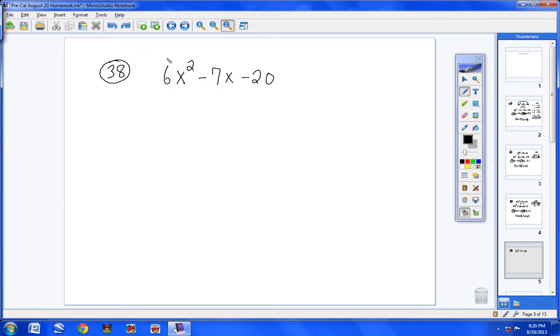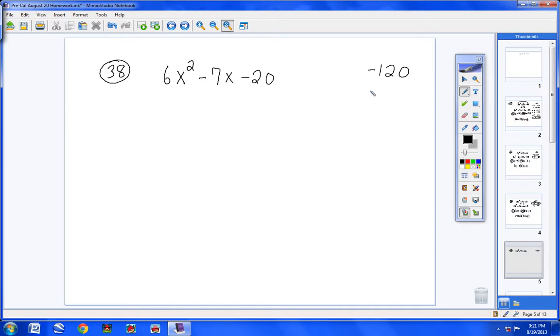I'm going to take this number here, 6 times negative 20, and put my product right over here. If you do that correctly, you'll get a negative 120. Now, if I'm going to list out all the factors of negative 120, I better have a couple sheets of paper and a lot of time on my hands. And I'm not going to do that, okay? I'm going to use common sense and try to narrow it down until I find a group that kind of makes sense and would combine to a negative 7.